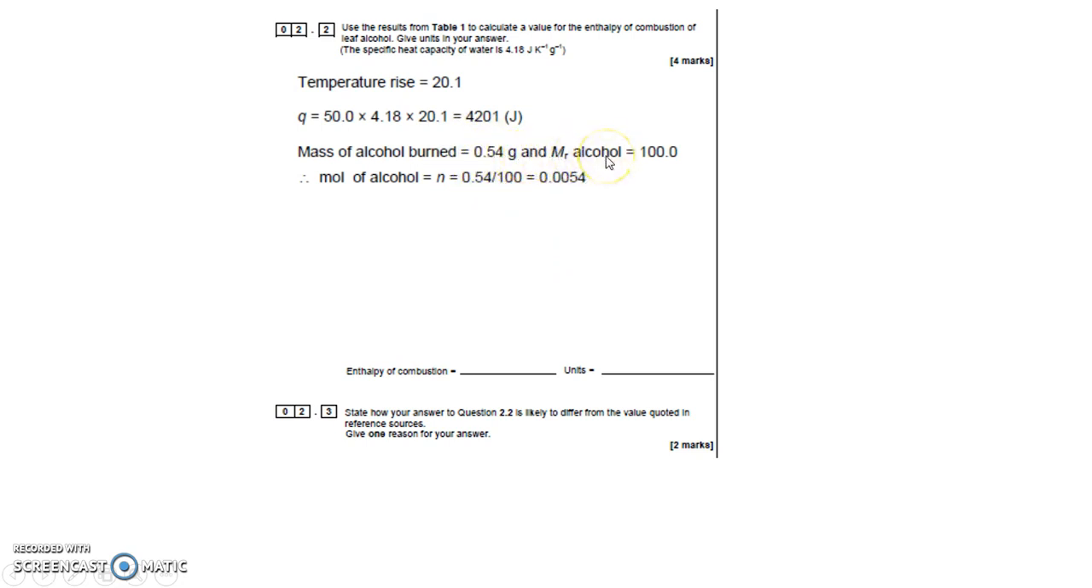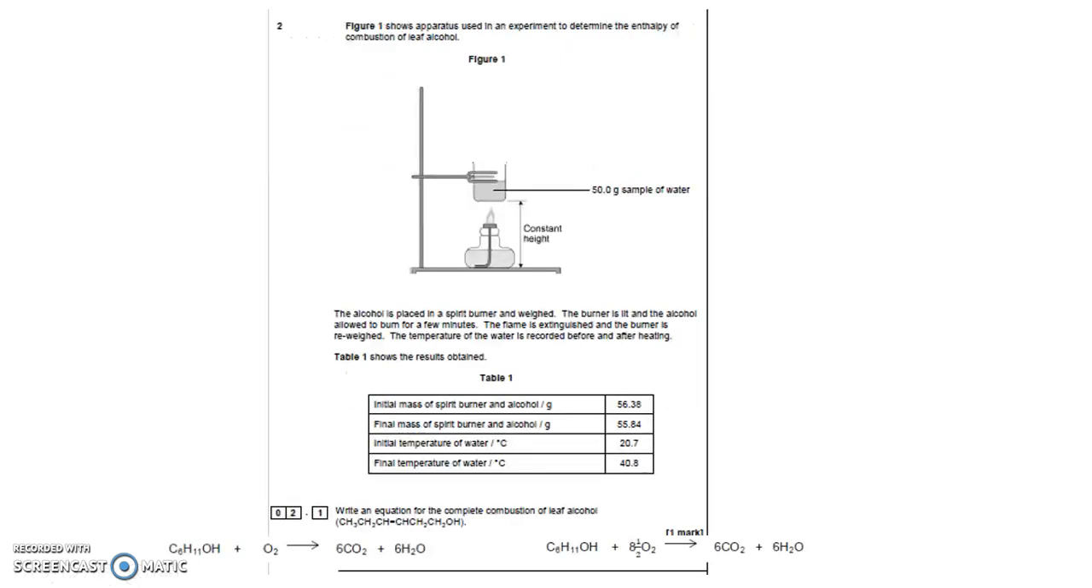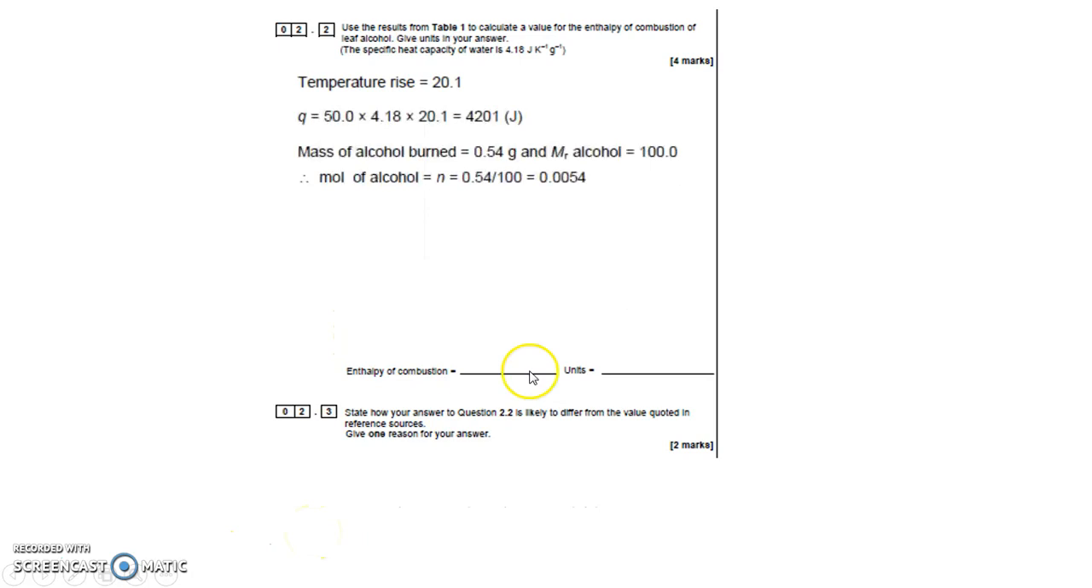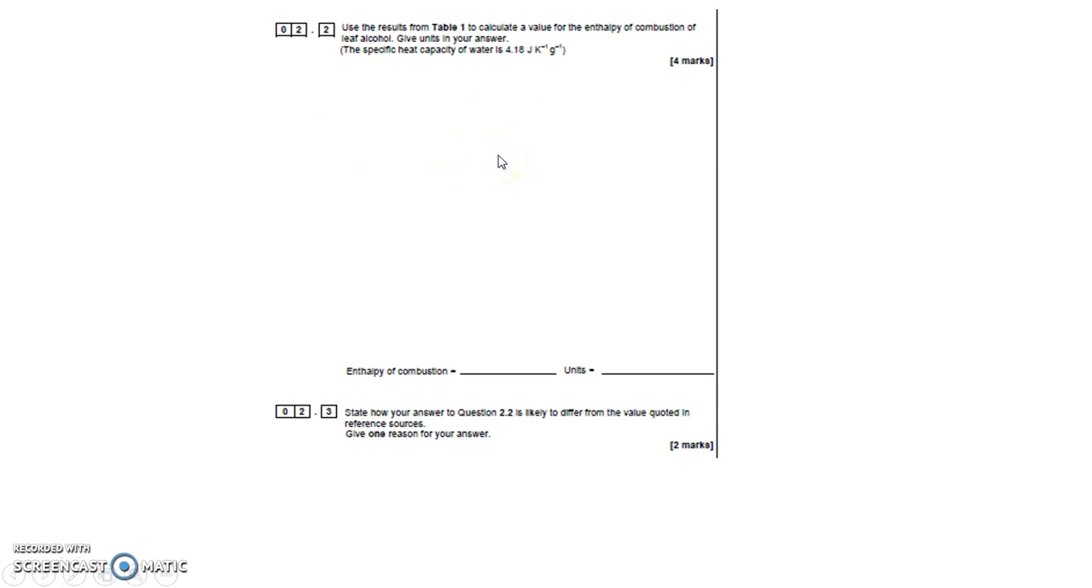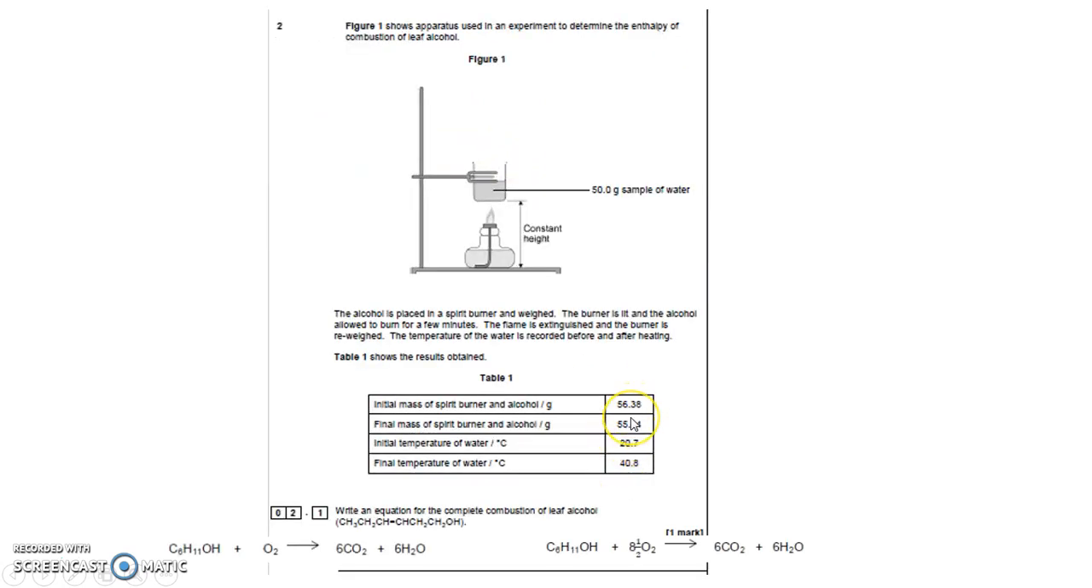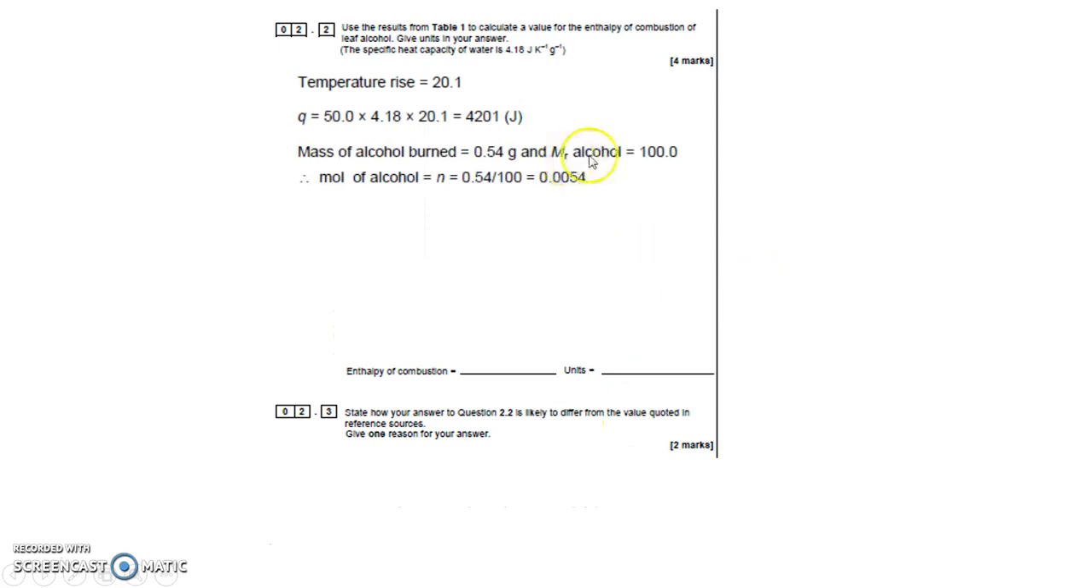I've got the Mr of the alcohol. I can work out the Mr of the leaf alcohol. It doesn't tell me in the question, but that's my leaf alcohol, C6H11OH. So I've got 6 times 12 for the carbons, 11 times 1 for the hydrogens, 16 for the oxygen, and 1 for the H, and that will give me an Mr of 100. So I know how much alcohol is burnt, 0.54 grams, by subtraction, and I know the Mr of the alcohol.